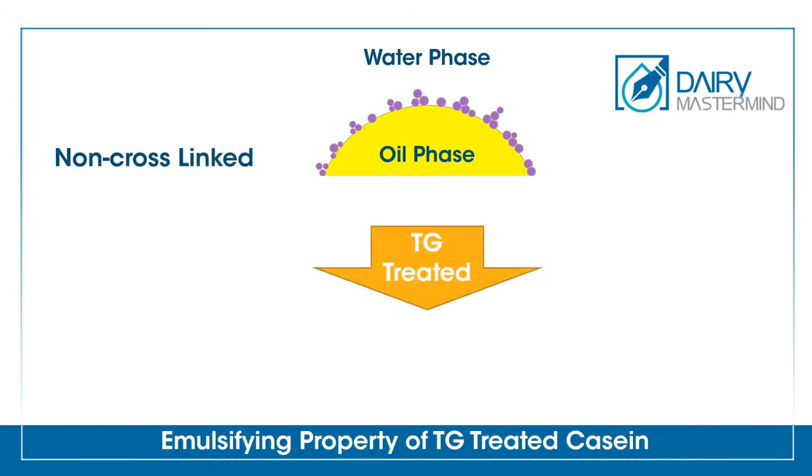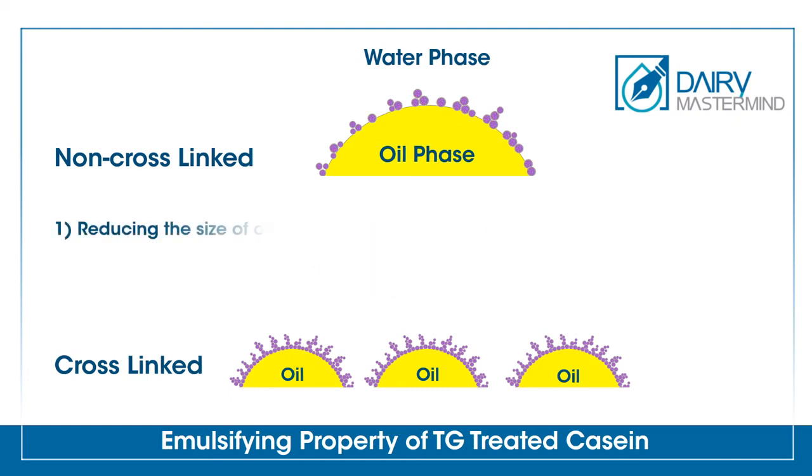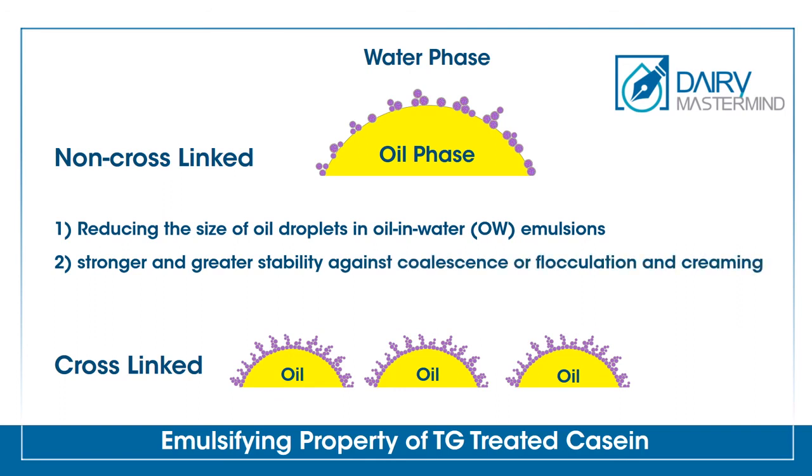By applying TG and creating inter- and intra-crosslinks in casein, the emulsifying properties of casein can be improved, and this leads to number 1, reducing the size of oil droplets in oil-in-water or O/W emulsions. Number 2, stronger and greater stability against coalescence or flocculation and creaming.